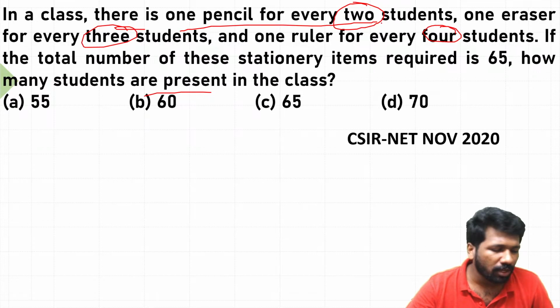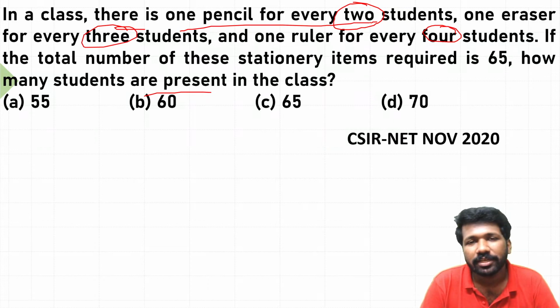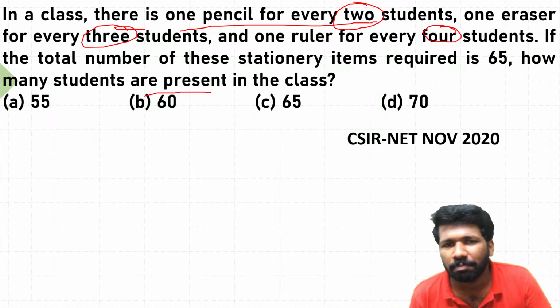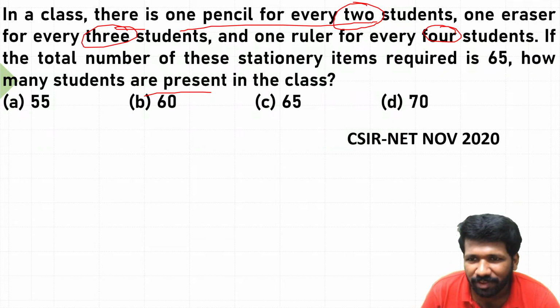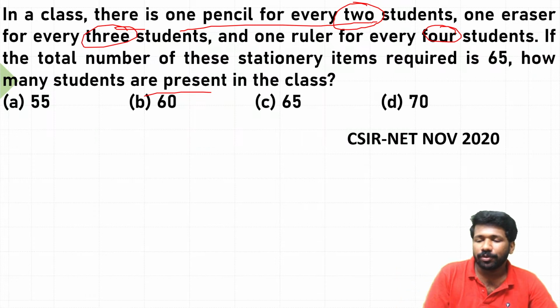One pencil for every 2 students means to divide the pencils, definitely the teacher should keep the students in groups of 2. Every group should have 2 people. Every group should have 2 people means the total number should be an even number. Then only you can divide it into groups of 2.